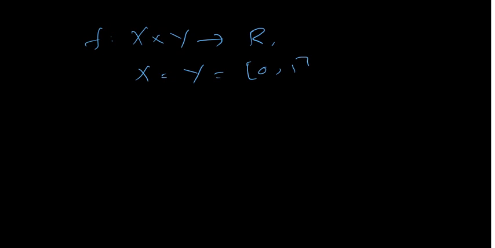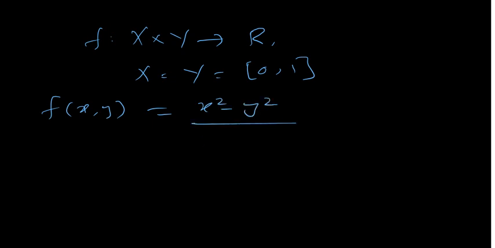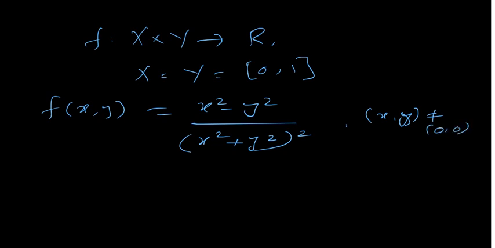So you define this function f, not from R cross R, but from X cross Y to R, where X is equal to Y is equal to the interval [0, 1]. You define this function by f(x, y) equal to (x square minus y square) divided by (x square plus y square) whole square, if (x, y) is not equal to (0, 0), that is, at least one of them is not equal to 0. If both are equal to 0, its value is 0. So f(0, 0) is equal to 0.